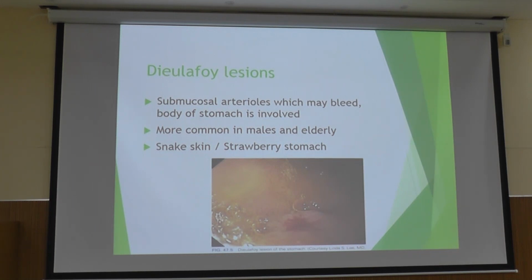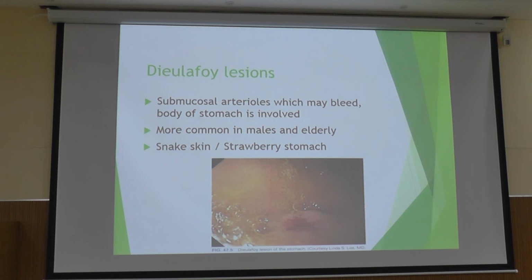Snake skin appearance is usually seen in portal gastropathy. I don't know where you got this reference from. The snake skin stomach is usually seen in portal gastropathy. Fine. So I am not sure regarding the reliability of the source from where he has taken that Dieulafoy lesions look like snake skin. What happens is that these arterioles, around 1 to 4 mm in size, are there in the submucosa, and when there is an ulceration, they bleed. Okay, and they look like that.